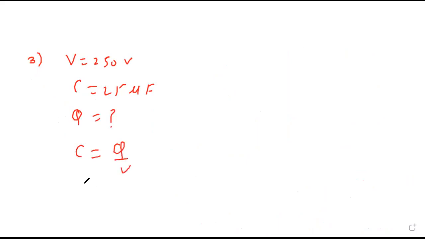A potential difference of 250 volt exists across the plates of a capacitor of 25 microfarad. Find the charge on each plate. Capacitance C is Q by V, so charge will be CV. That is 25 micro, into 10 raised to minus 6, into 250.